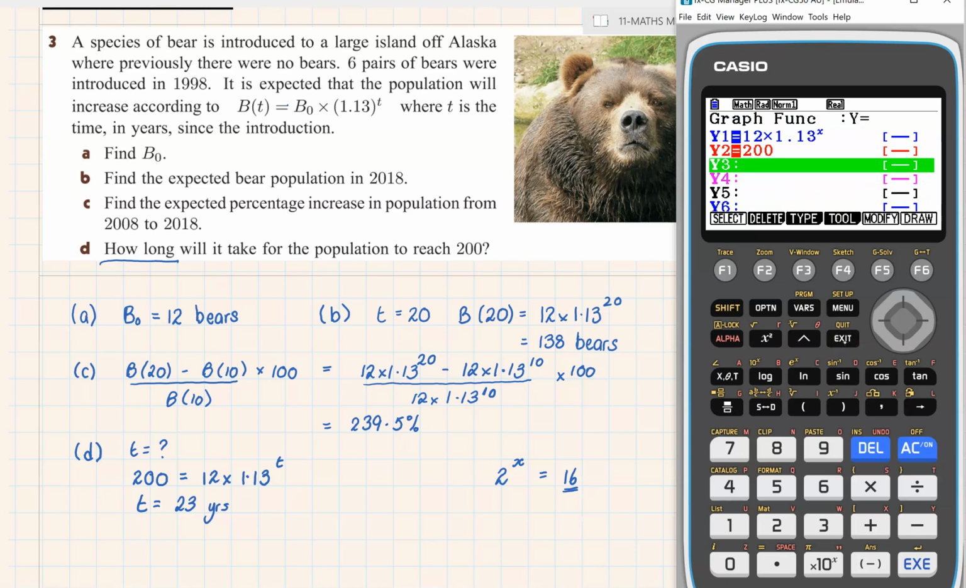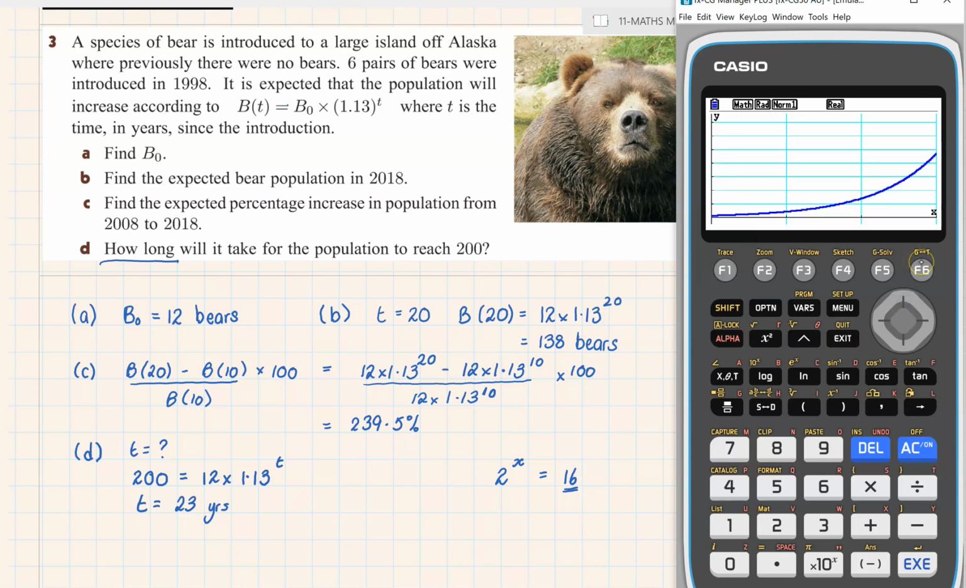Okay, get rid of that, go back, and we could go G-Solve. This time it's not a y calc, it's an x calc. So when y is 200, lo and behold, same answer. So be confident using technology.